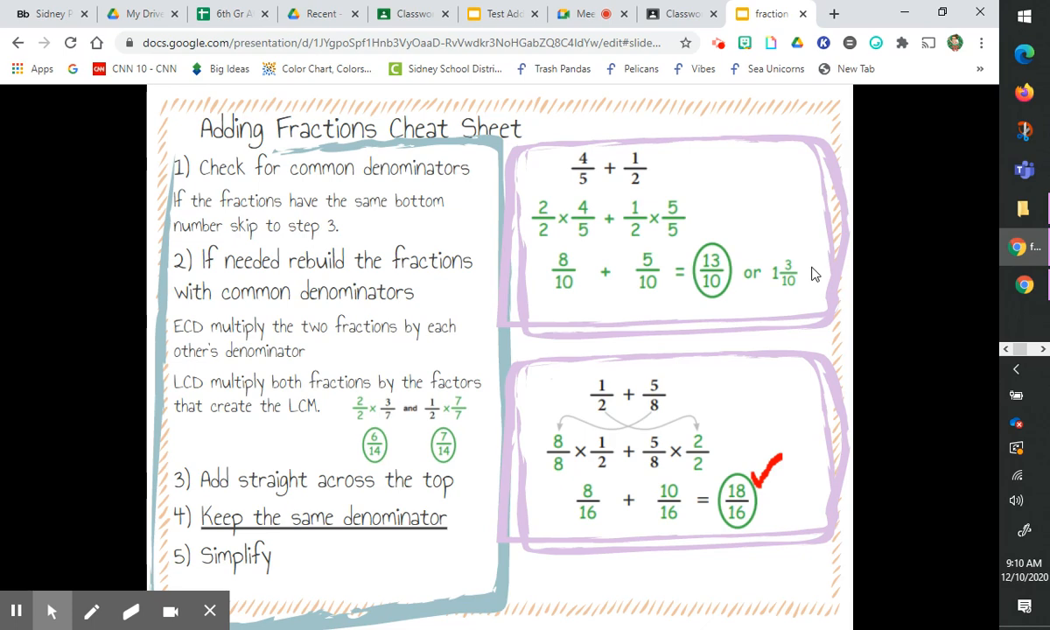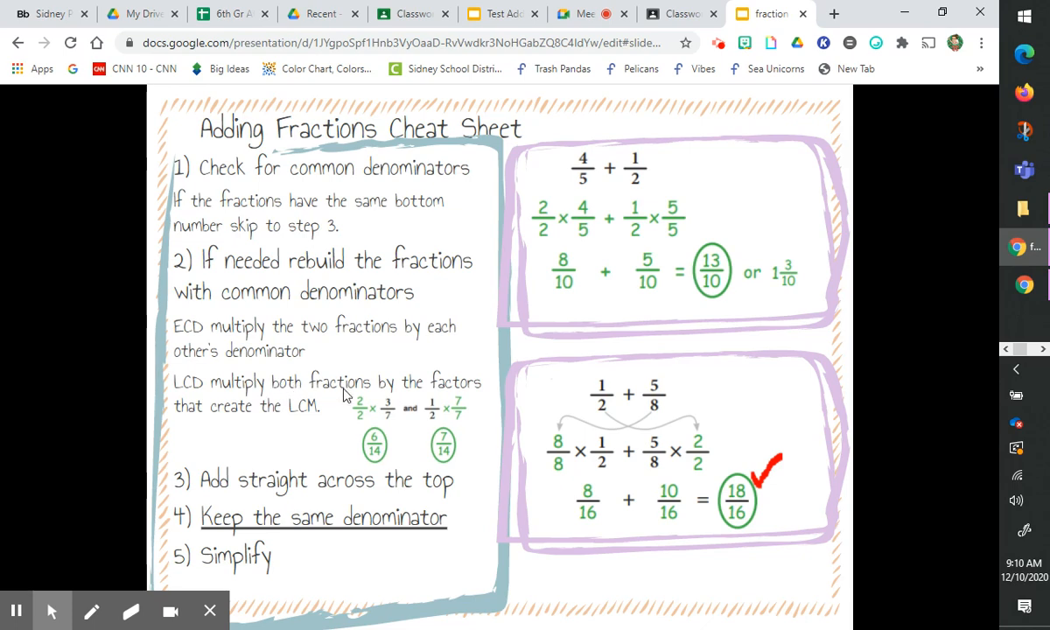But not always is life that nice to us. So if it does not have the same bottom number, common denominators, then you must do step two. You would either find the easiest common denominator, which is multiplying the two denominators to each other to get the common denominator. And then you would also have to build new fractions, new equivalent fractions, right? So you would have on this one, to take this 2 and multiply 4/5 by 2/2, and you get 8/10. You would have to take this 5 and multiply the opposite fraction by 5/5 and get 5/10 to get your common denominators, okay?